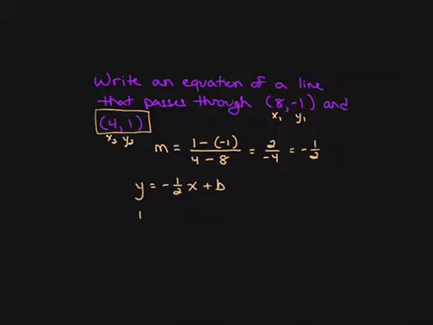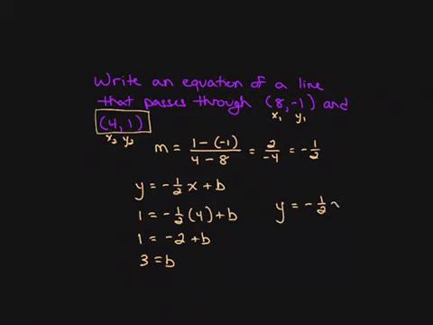So let's do that. y is 1, x is 4, and now let's just solve for b. So 1 equals -2 plus b, and then 3 equals b, or b is 3. So therefore the y-intercept is 3, and I can just go back and write y equals -1/2 x plus 3. And we can go back and check our answer too with the other point. That's always good to do. -1/2 times 8 would be -4, and -4 plus 3 is -1, so therefore that point works out well.